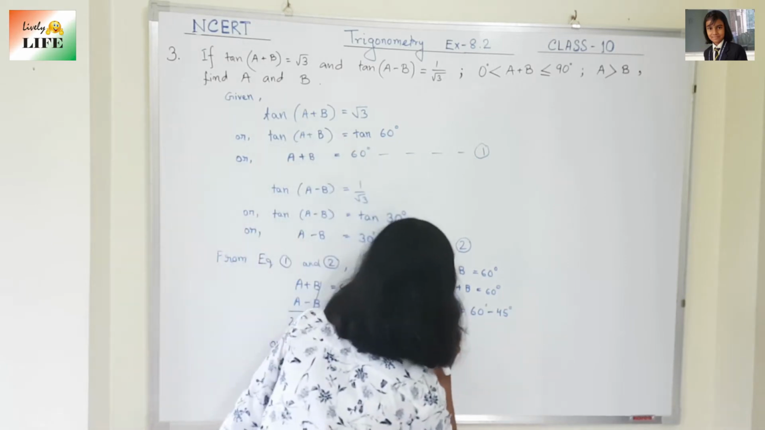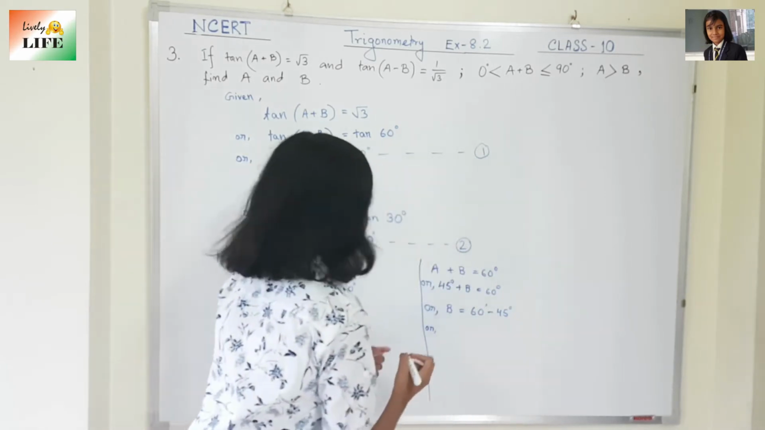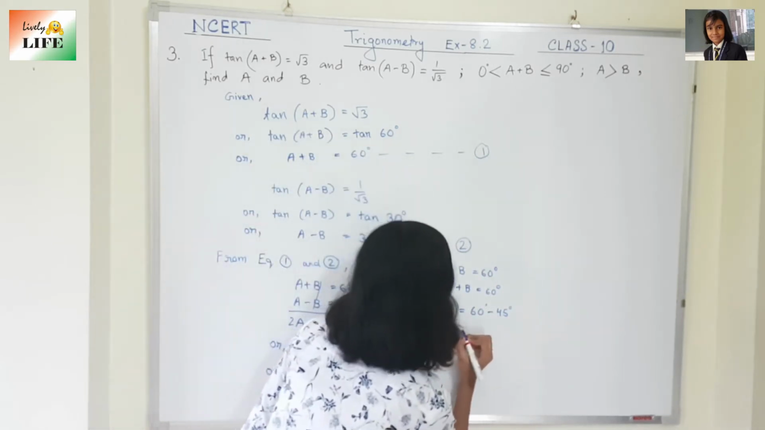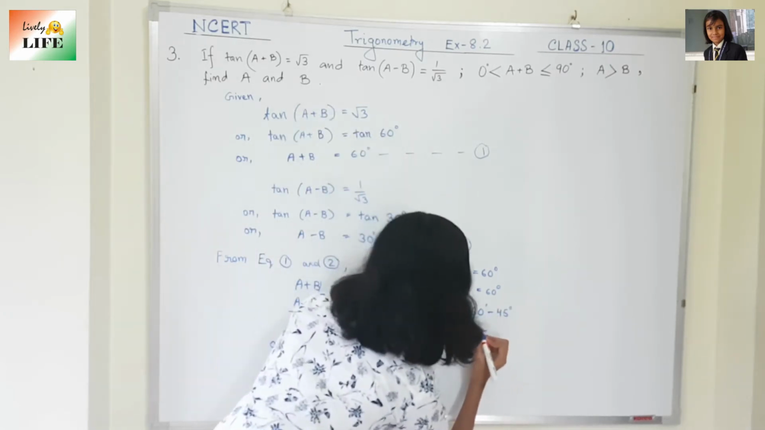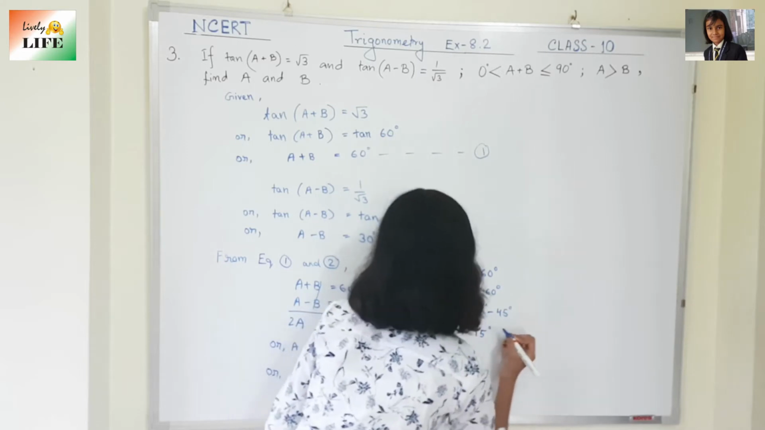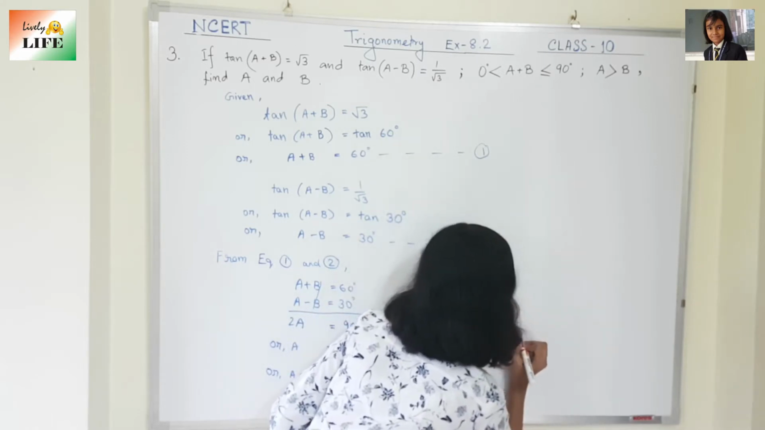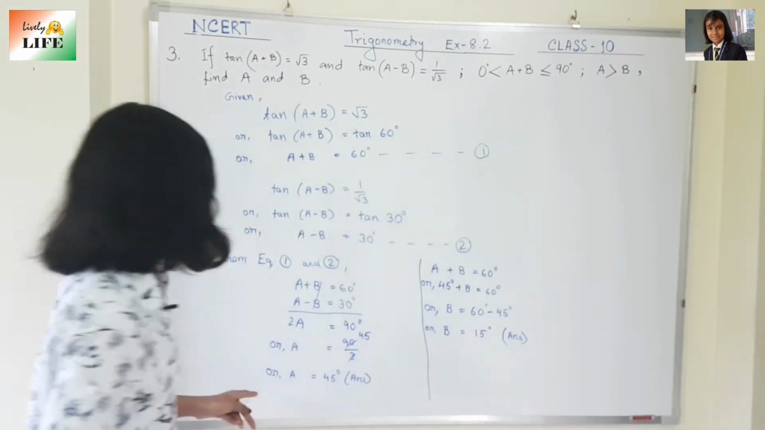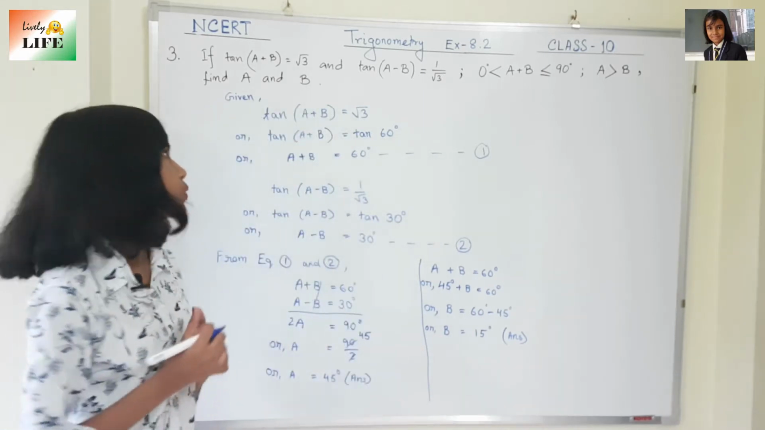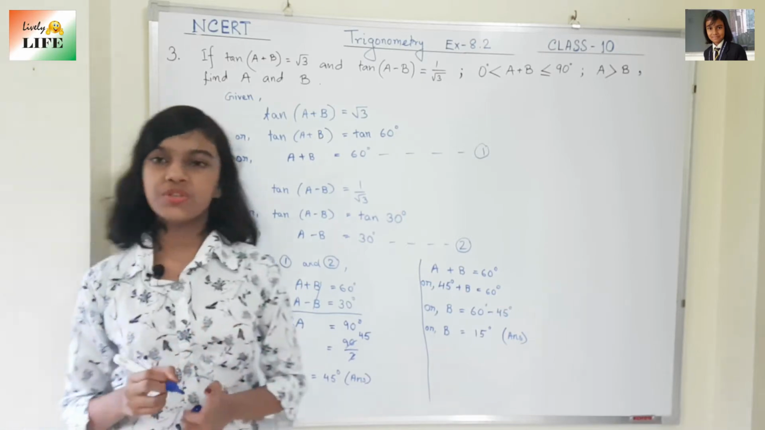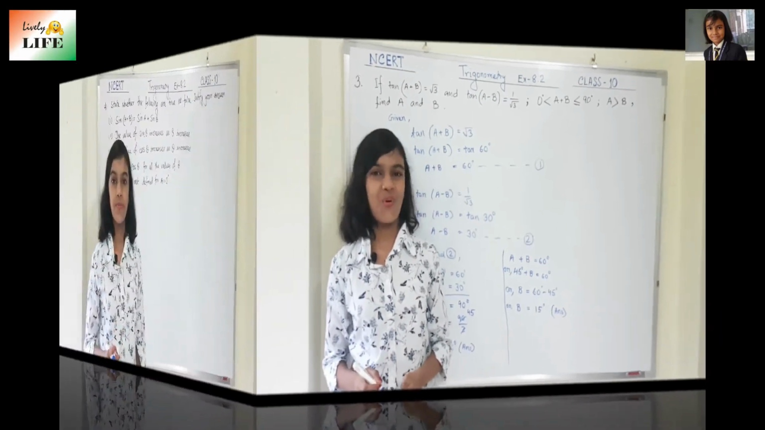Or b is equal to what? 15 degree. This is the answer. So what is a? A is 45 degree and b is 15 degree. We have found out the answer of question number 3. Now let's move to question number 4.